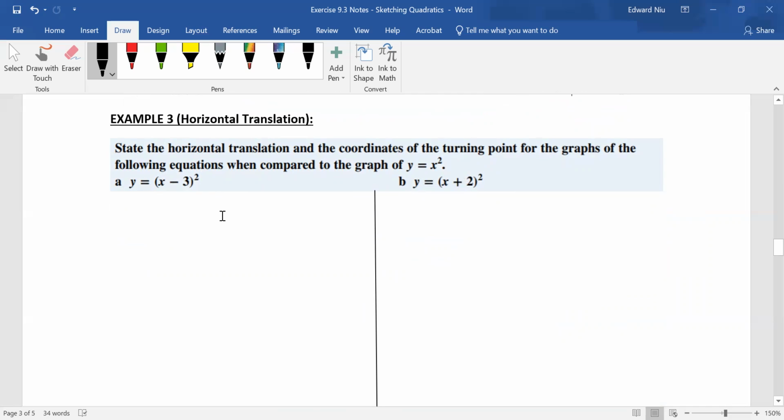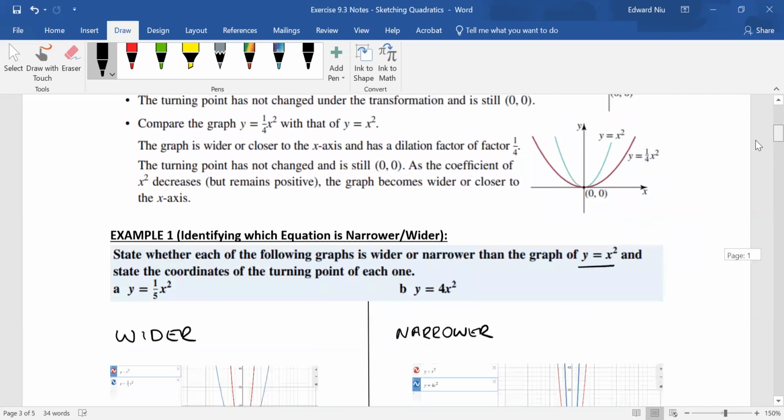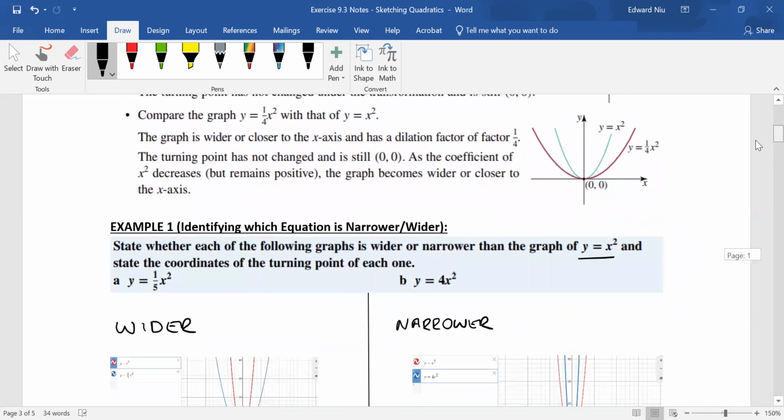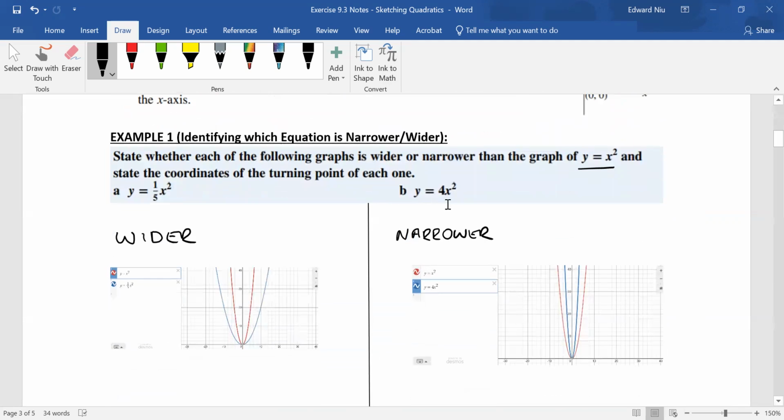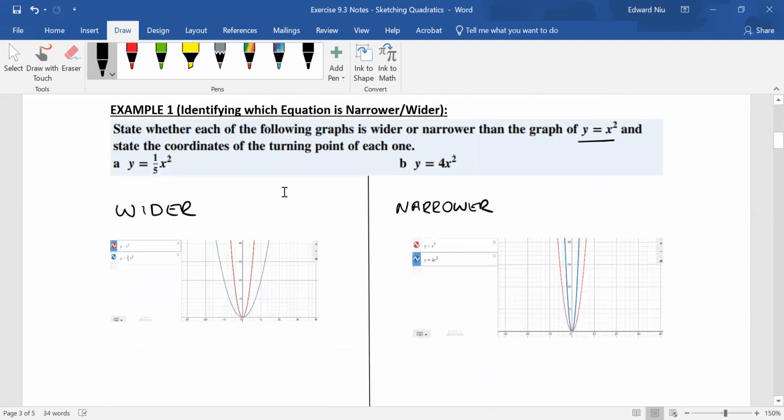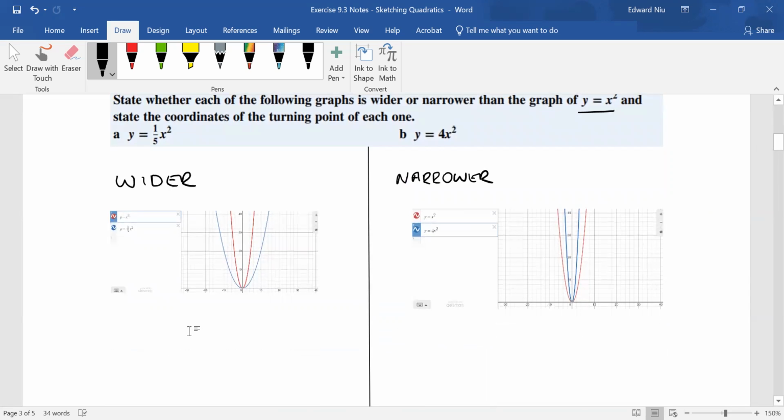So here what we have is another comparison to y equals x squared, and we've got to state the horizontal translation and the coordinate of the turning point. Let me just double check if I did that for the top one. Oh no, top one didn't ask. Oh no, and state the turning point of each one. Yeah, so the first one, when we were doing narrow or wider, the turning point didn't change. So TP (0, 0). Right, let's get back to where we were.